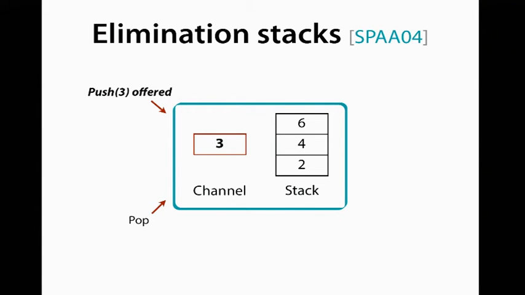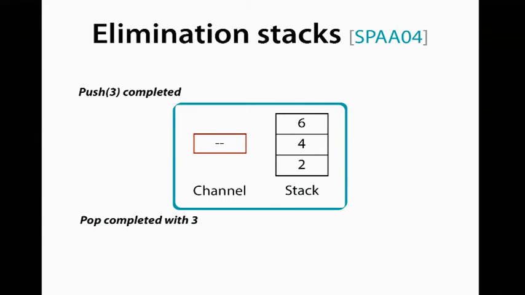Likewise, the popping thread can notice that there's an offer in play to push this value and accept the offer. Okay? So at this point, we've transferred the value 3 from the pusher to the popper without ever modifying the underlying stack. And if you imagine now you have some table of channels, you can support parallel eliminations of pushes against pops, and again, eliminate this contention on the central stack resource.